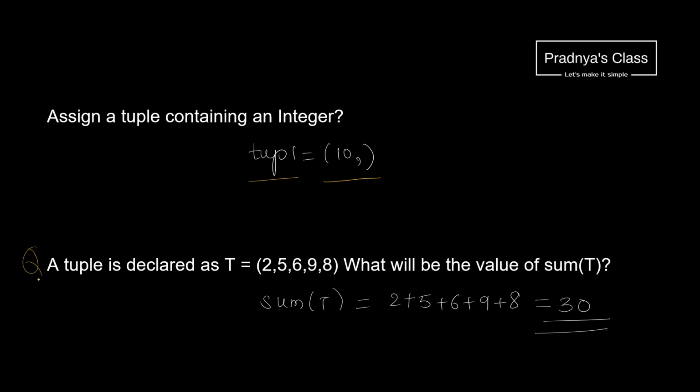Let's move ahead to the next question. A tuple is declared as T = (2, 5, 6, 9, 8). What will be the value of sum of T? Here we need to apply the sum function on the tuple, which calculates the sum of the elements. When we add these elements, we will get the output as 30. So sum of T will be 30.